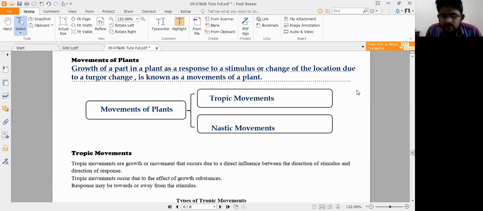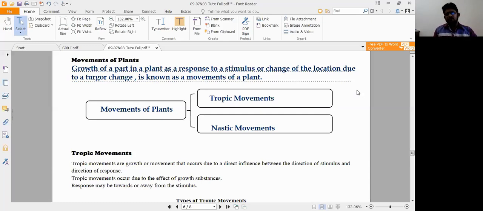And nastic movements are the movements of a plant due to the change of location since a turgor change has taken place. Right? You understand now? Earlier we said movements of plants carry on in two ways. One due to the stimulus, the other due to the turgor change.